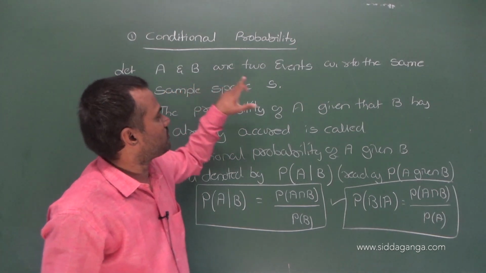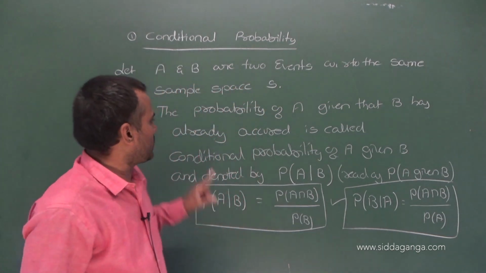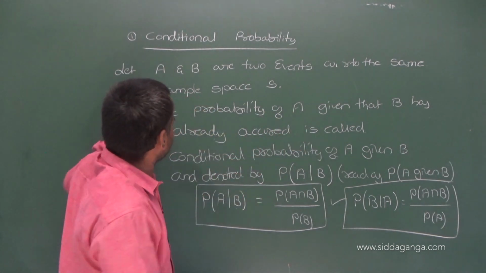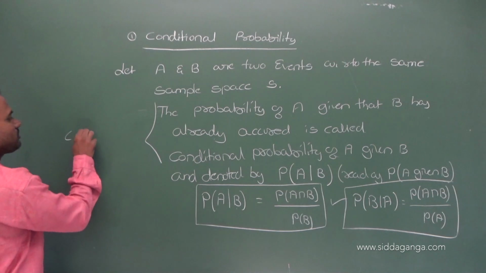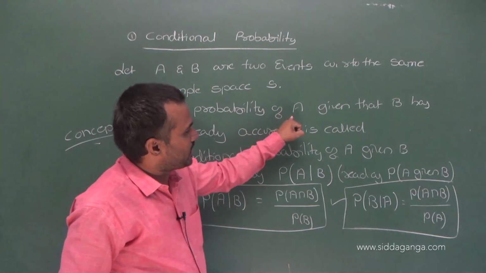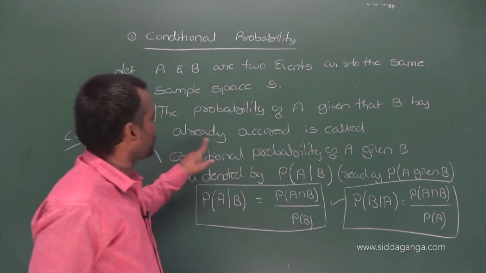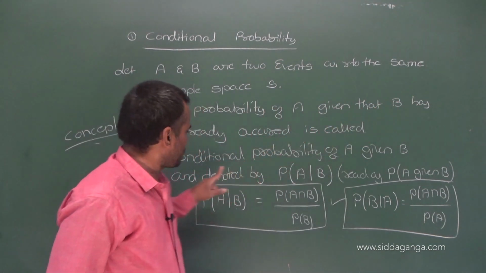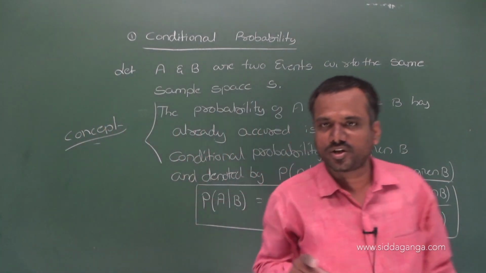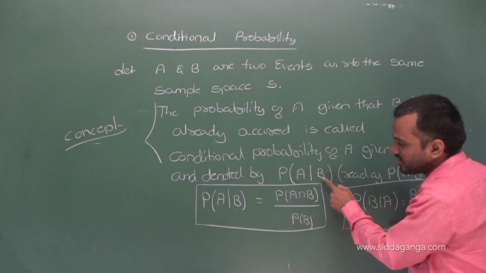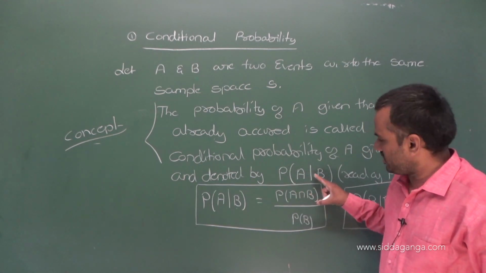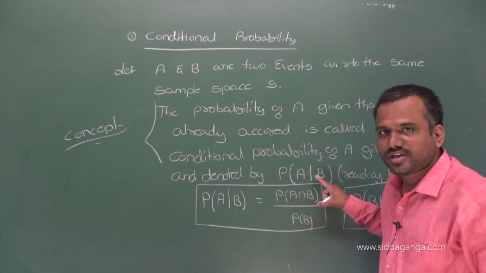These two events are with respect to the same sample space. In a simple manner, the probability of A given that B has already occurred is called the conditional probability of A given B, denoted by P of A given B. Read as P of A given B.